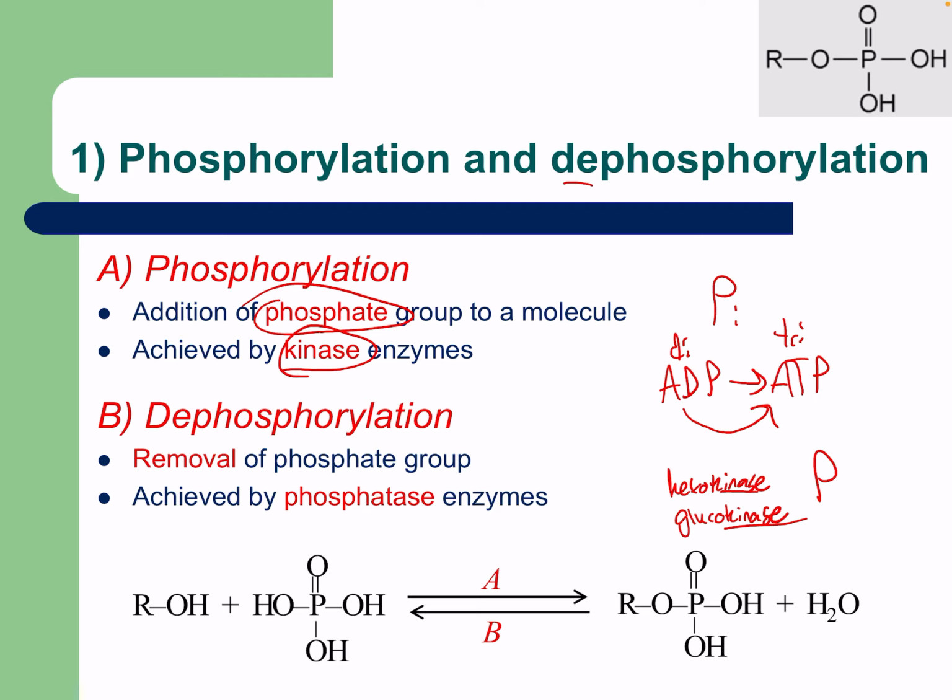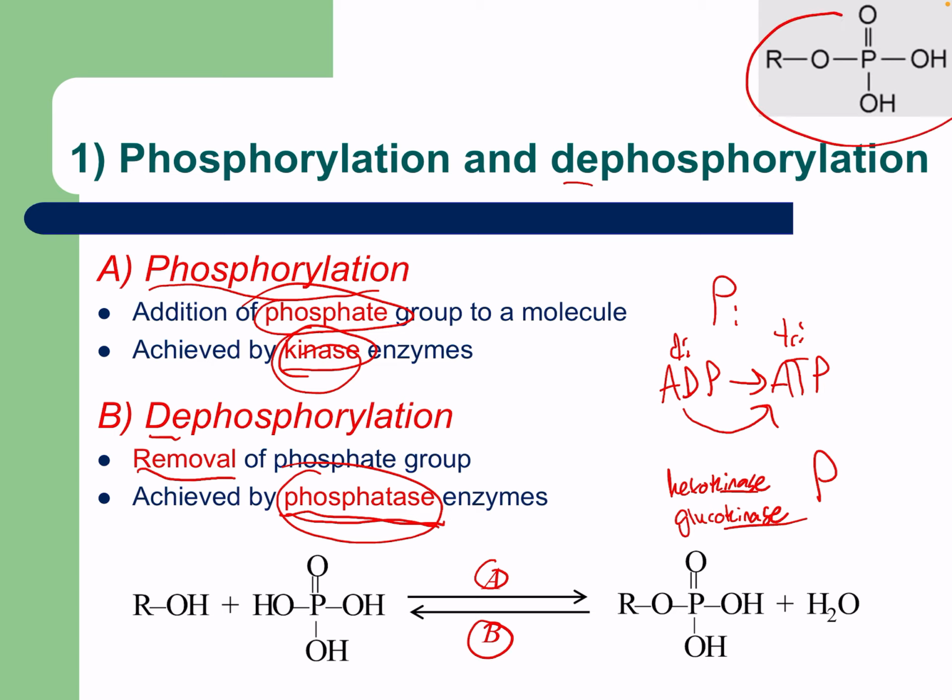Quite obviously, dephosphorylation is the removal of a phosphate group. This is achieved by phosphatases. So the key thing here is the nomenclature: when you see kinase you know it's going to be phosphorylation, the addition of a phosphate molecule, and phosphatases are involved in the removal of a phosphate group through dephosphorylation. So essentially, this is the reaction. A is our phosphorylation, where we have the addition of our phosphate. Here's what it looks like. Then here, B, we have the removal.